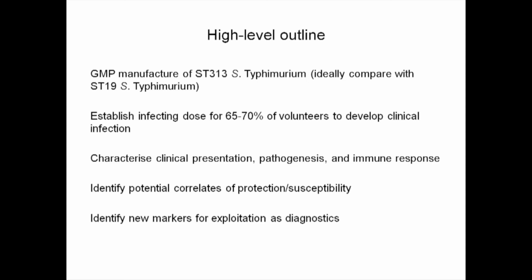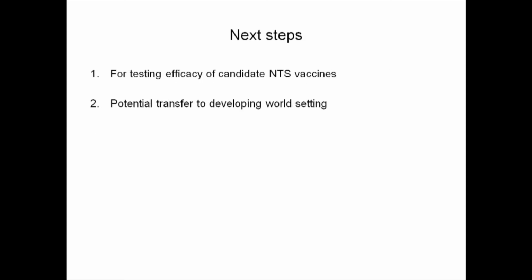And then obviously use all the tools that have been developed already to characterize the presentation, pathogenesis and immune responses, and ideally from this get a better idea of correlates of protection, susceptibility, in a way that we just haven't been able to do so far for the NTS infections. And perhaps as well get clues in terms of diagnostics, which, as for typhoid, we ideally need for NTS as well. And then I think finally, to finish off, what would the next steps be?